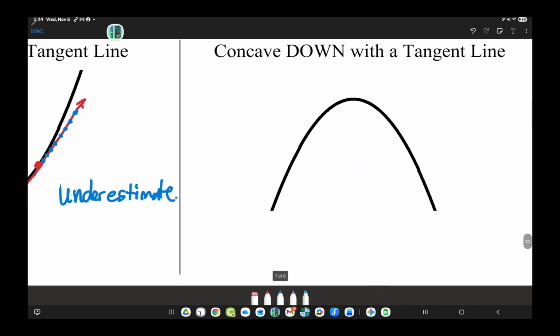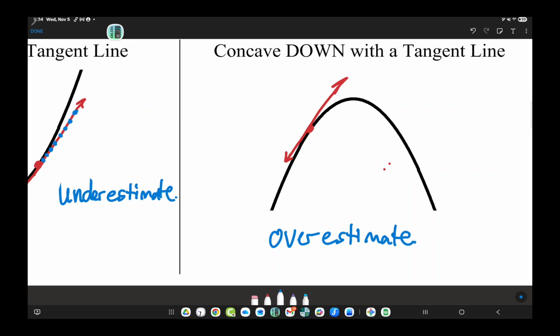Same thing if it was concave down. Again, we pick a point, draw a tangent line. Every value above that line is going to be over, so this is going to be an overestimate. Now, being that we haven't talked about how to determine when a function is concave up or concave down, we'll do that in chapter 5. You are going to be given that the function is concave up or concave down.